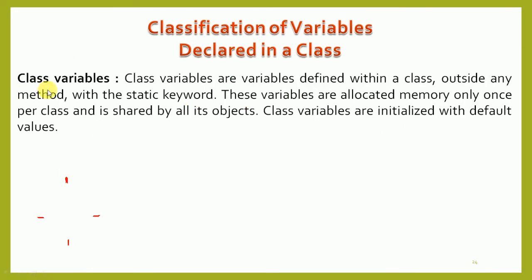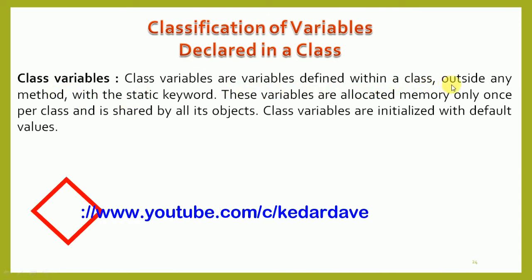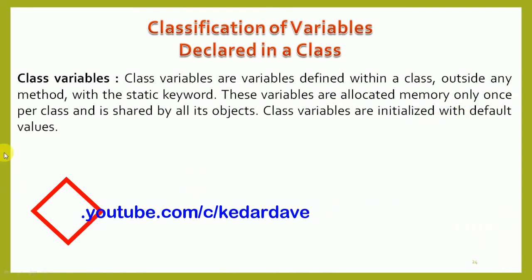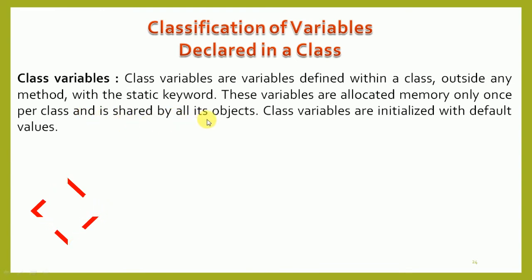Okay, and then class variables. Class variables are variables defined within a class, outside any method, with the static keyword. The static keyword is used when you define a class. These variables are allocated memory only once per class and are shared by all its objects. Class variables are initialized with the default value.